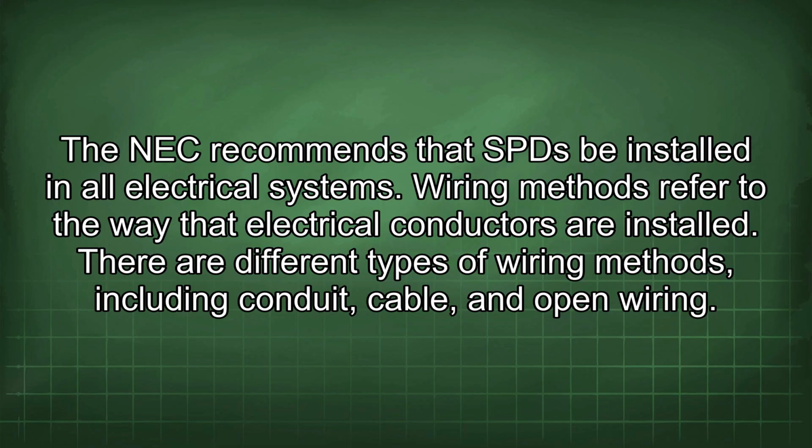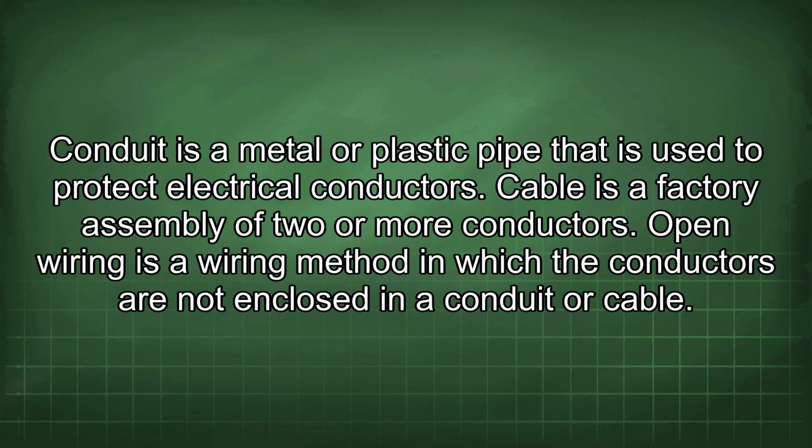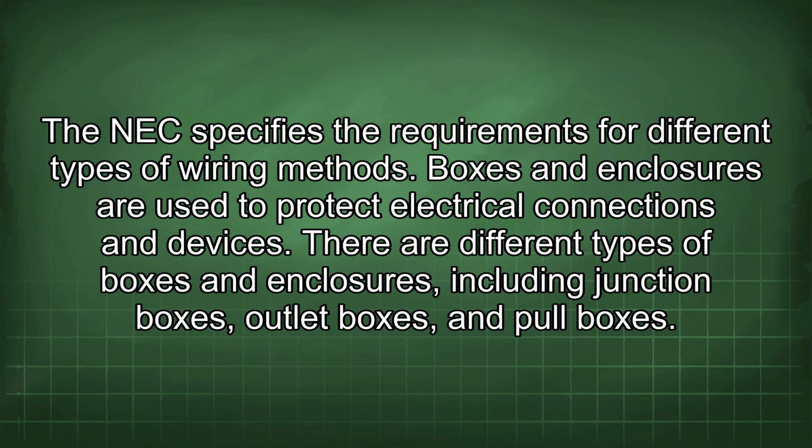Wiring methods refer to the way that electrical conductors are installed. There are different types of wiring methods, including conduit, cable, and open wiring. Conduit is a metal or plastic pipe that is used to protect electrical conductors. Cable is a factory assembly of 2 or more conductors. Open wiring is a wiring method in which the conductors are not enclosed in a conduit or cable. The NEC specifies the requirements for different types of wiring methods.